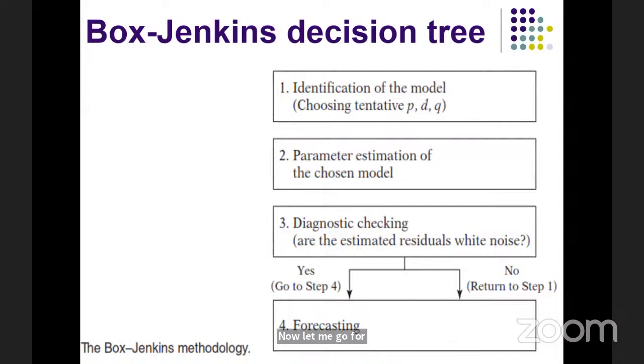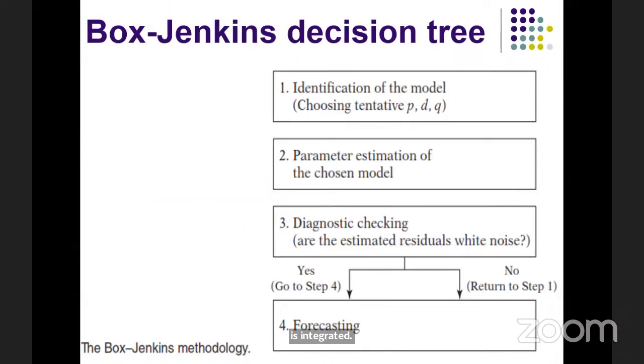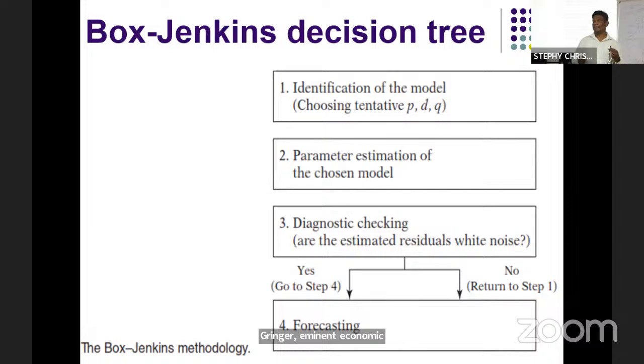I component. What is I? I is integrated. I is integrated. So auto-regressive integrated moving average. So what is the integrated? The integrated term which is connected with the stationarity. Because, you know, the Granger, eminent economist, 1960, said the basic property of time series. The basic properties of a time series. One of the basic property, very important.